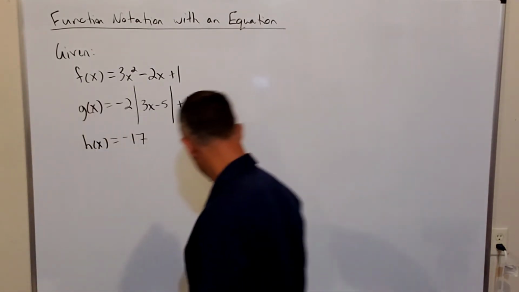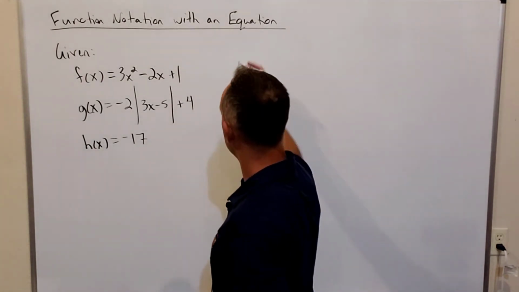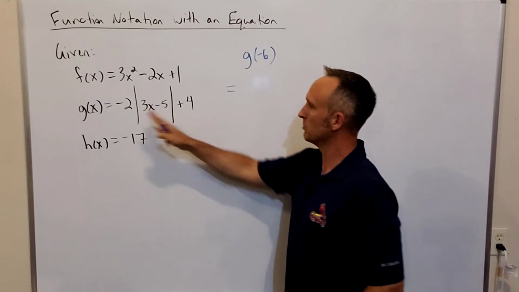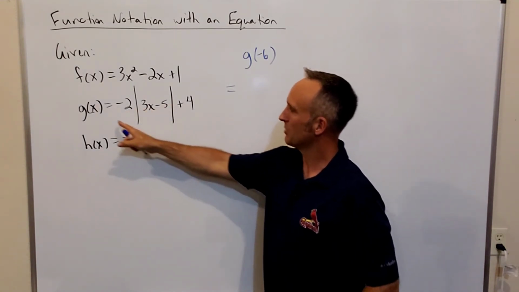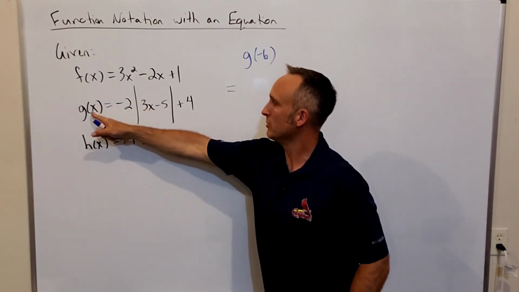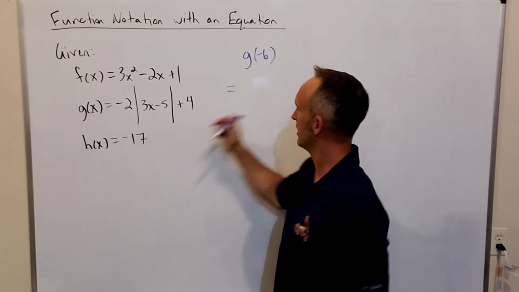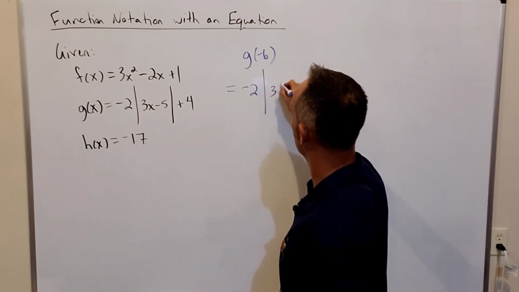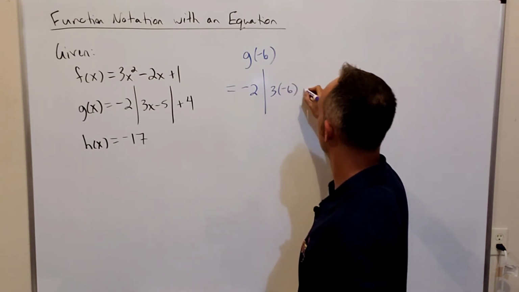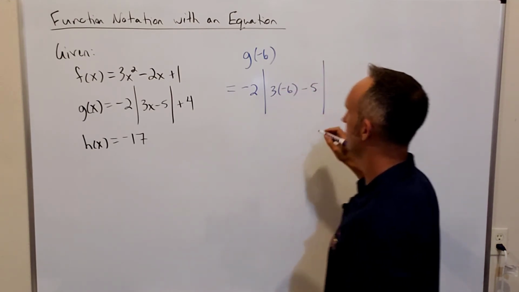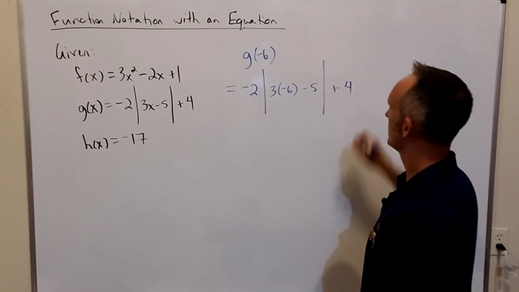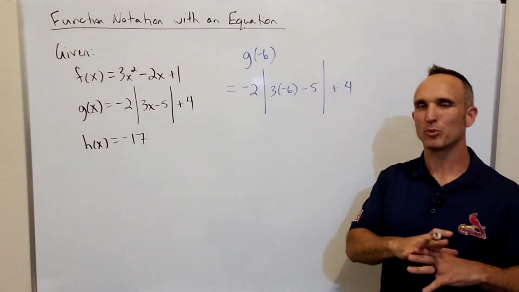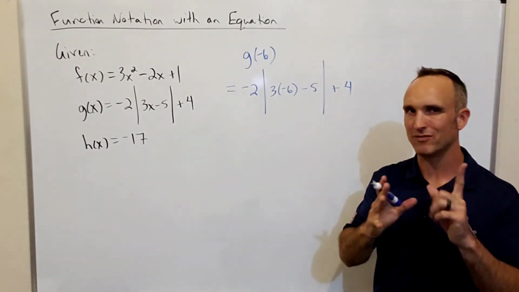Let's do another. Let's look at g of negative 6. So now I go to my g equation and I substitute negative 6 in for my input, so this x also turns into negative 6. So we've got negative 2 times the absolute value of 3 times negative 6 minus 5, close the absolute value, plus 4. So when we have absolute value, we treat it kind of like parentheses. We figure out everything inside first.